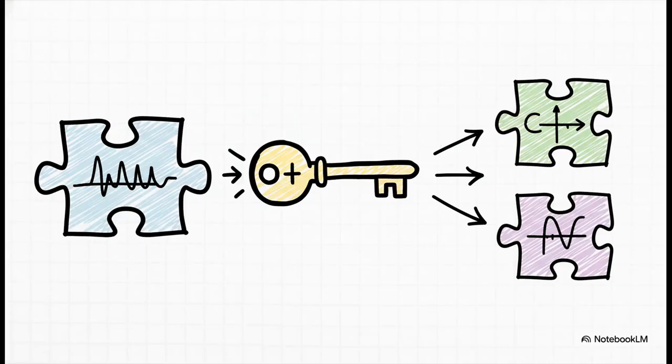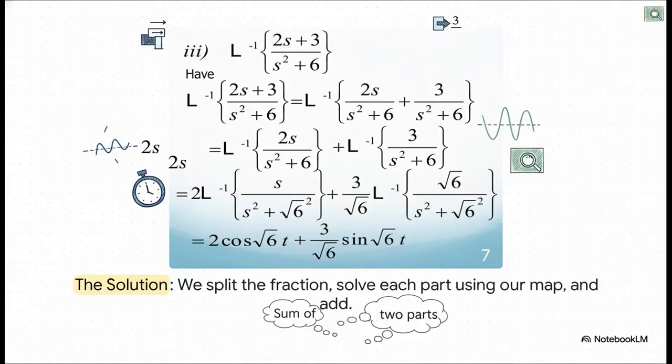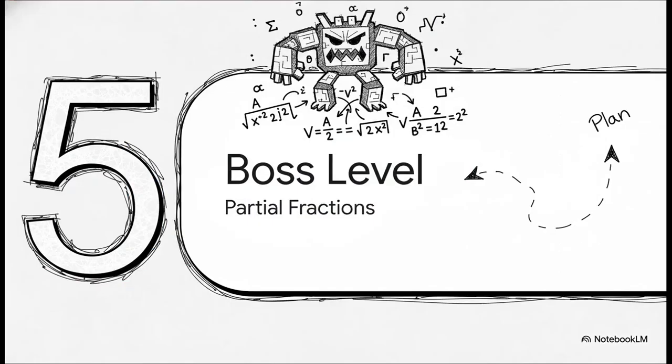The key here is to use linearity to split this one big fraction into 2 separate, much easier problems that we do know how to solve. So we just use our linearity superpower and split it into 2 fractions. The first piece, the one with the s on top, is a perfect match for our cosine rule. The second piece, with just a constant on top, well, it just needs a tiny adjustment to match our sine rule. We solve each one, add them together, and that's it. We're done.